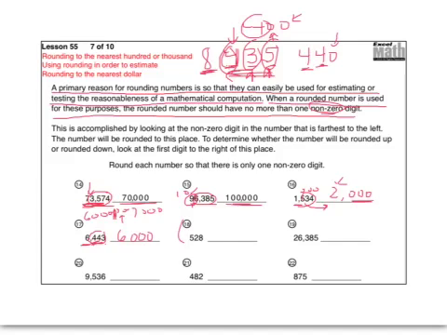528 is between 500 and 600, but it's closer to 500 because it's not quite to 550. So I put 500 in there. Okay, pause the video, try number 19.